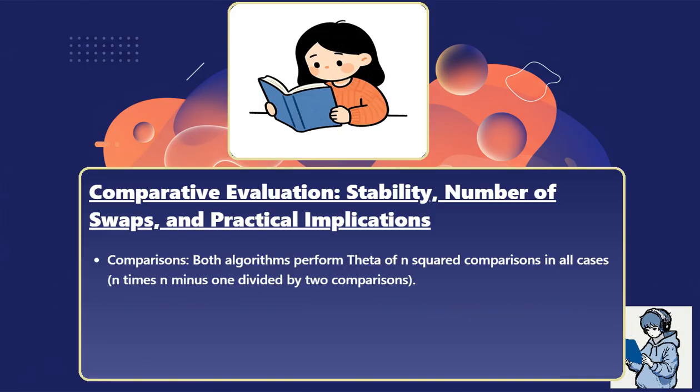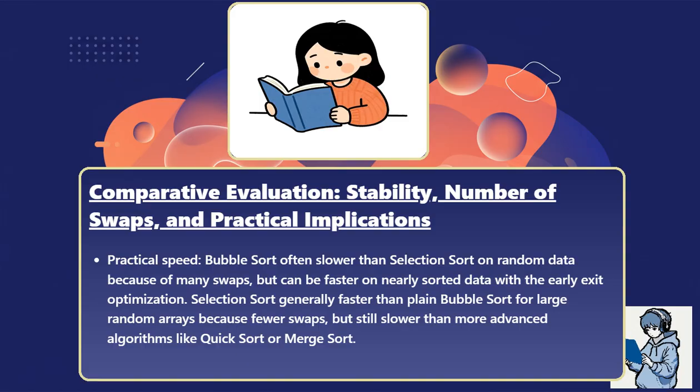Comparisons: both algorithms perform theta of n squared comparisons in all cases, n times n minus 1 divided by 2 comparisons. Memory usage: both use O(1) additional space. Practical speed: bubble sort is often slower than selection sort on random data because of many swaps, but can be faster on nearly sorted data with the early exit optimization. Selection sort is generally faster than plain bubble sort for large random arrays because of fewer swaps, but still slower than more advanced algorithms like quicksort or merge sort.